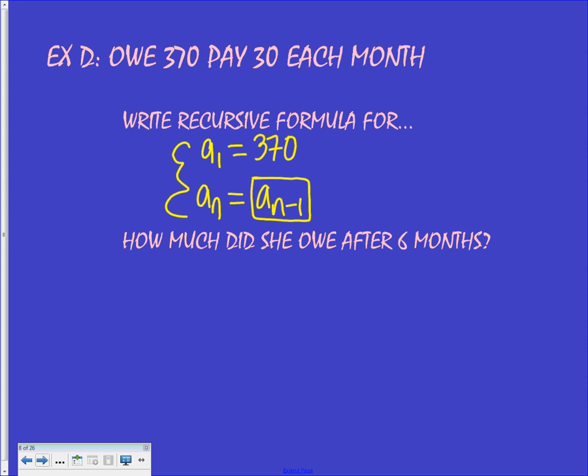So if I'm writing how much I owe, I'm going to owe $30 less each month. So I'm going to subtract 30, and then I'm going to go n greater than or equal to 2 because that is part of my formula. Okay, so how much does she owe after 6 months?